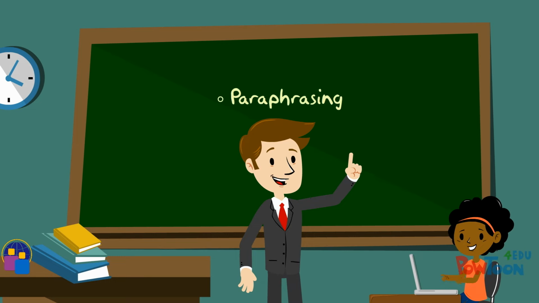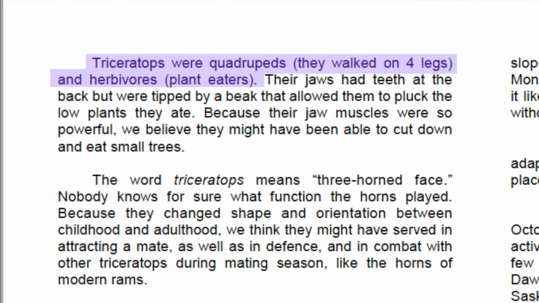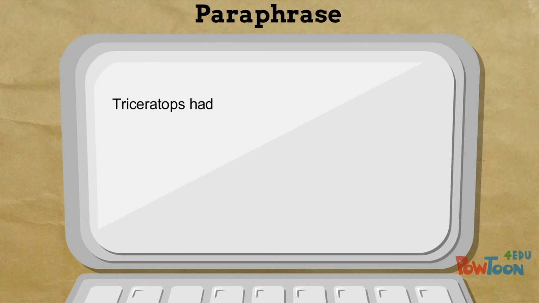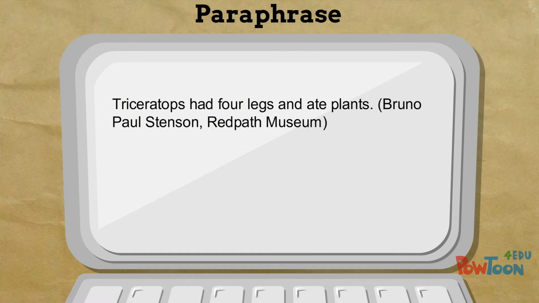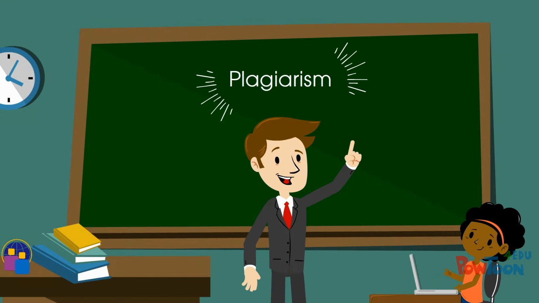Another way is paraphrasing. To paraphrase means to take the ideas of other people and rewrite them in your own words. So, let's take a look at our document again. It says, Triceratops were quadrupeds, they walked on four legs, and herbivores, plant eaters. This could be paraphrased as, Triceratops had four legs and ate plants. Because we are still taking someone else's ideas, we have to cite where we got them from. Here again, we would add in parenthesis, Bruno Paul Stenson, Red Path Museum. If we don't do this, we are plagiarizing.